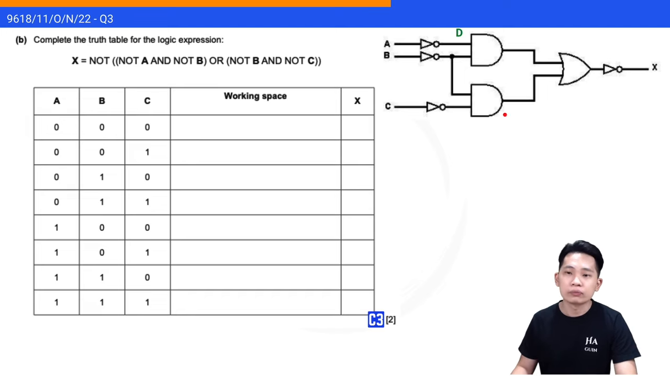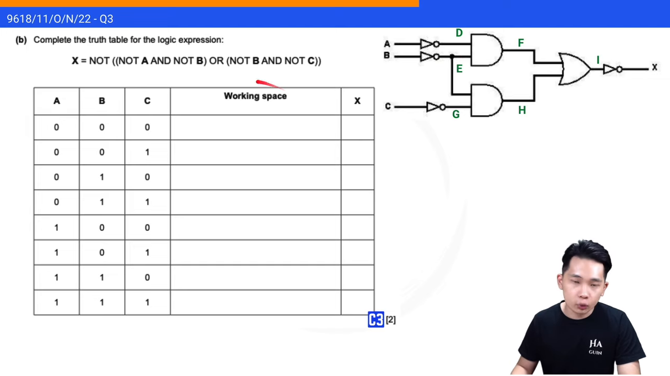So first of all, we have D here, and then we have E here, and then we have F here, and then we have G here, and then we have H here, and then finally we have I here. So this is just a random alphabet that I use. You can use any alphabet, just that for now, I just prefer to start from D. So D coming out from not A, and then E from not B, and etc. And then in the working space here, I'm just gonna compute an intermediate table based on these intermediate stages here.